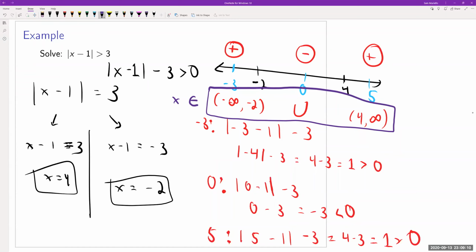Both times I'm using parentheses on my intervals because the sign is simply greater than. If it was greater than or equal to, then the only difference would be that I would have hard brackets in my intervals because -2 and 4 would be okay.